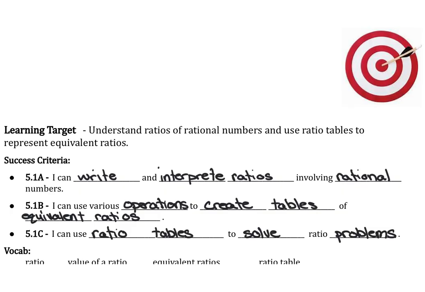Our learning target is to be able to understand ratios of rational numbers and use ratio tables to represent equivalent ratios. To be able to do that, our success criteria says that I can write and interpret ratios involving rational numbers. I can use various operations to create tables of equivalent ratios, and I can use ratio tables to solve ratio problems. Our vocabulary is ratio, value of a ratio, equivalent ratio, and ratio table.